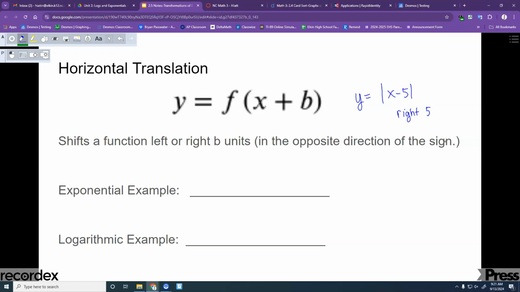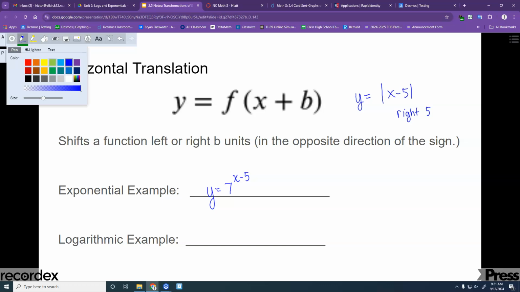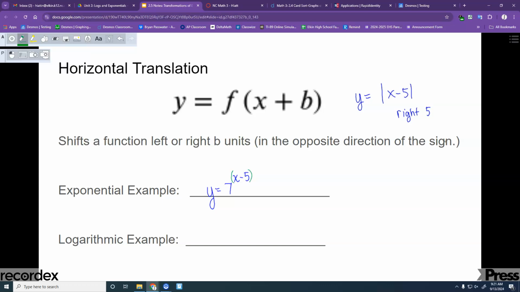So the exponential is the same. It just looks a little bit different because it's a different formula that you're starting with. For exponential, you might have any base. Let's use a 7. And you would have x minus 5 up here, the whole thing in the exponent. There's not parentheses written there, but it's like whatever your exponent is is in the parentheses. That would move the 7 to the x, 5 to the right.